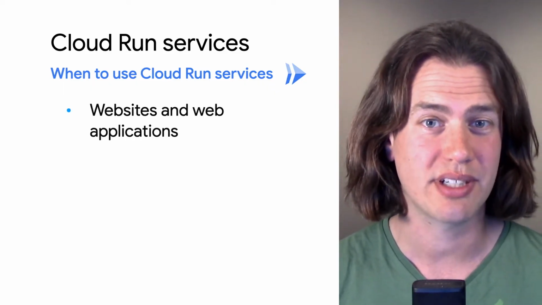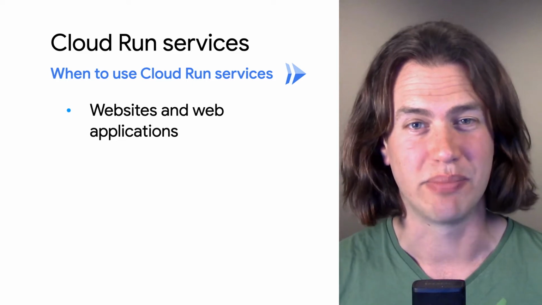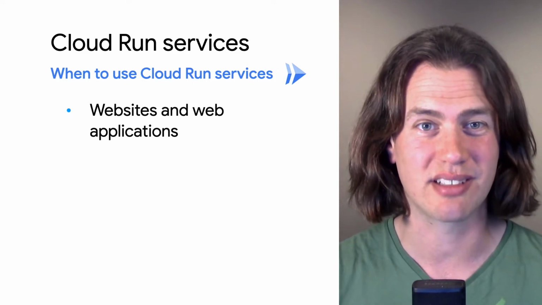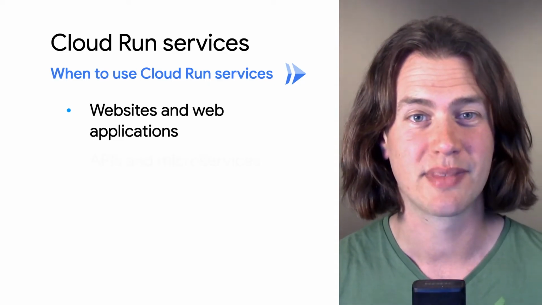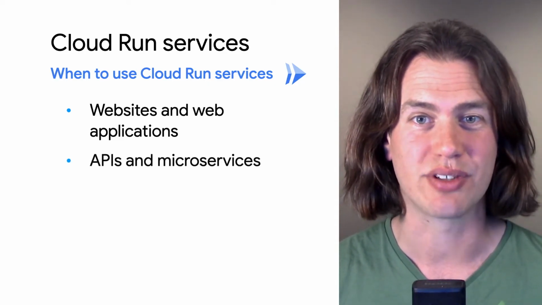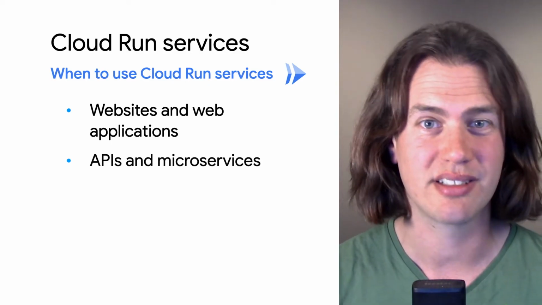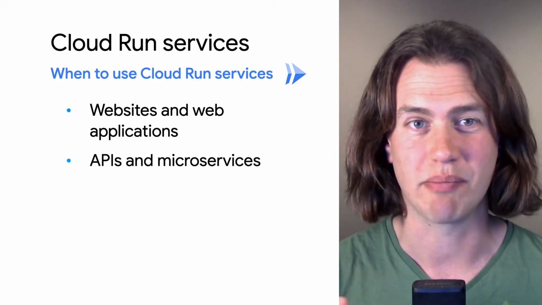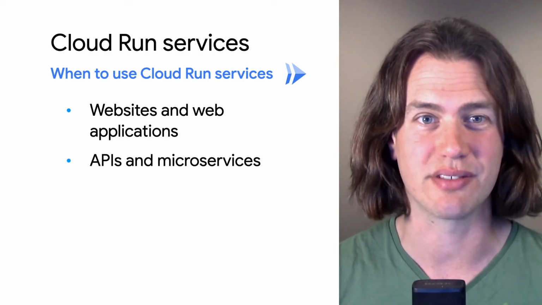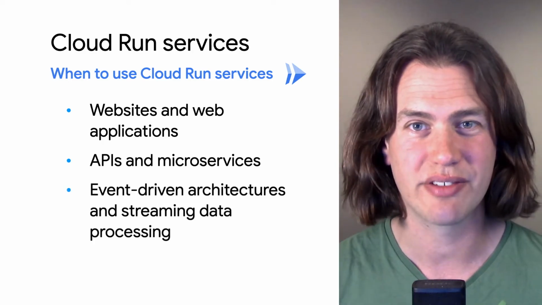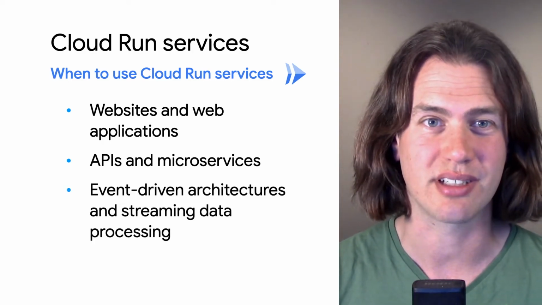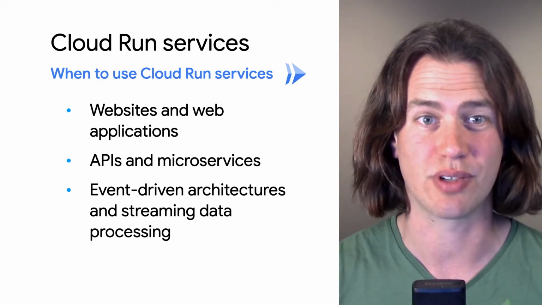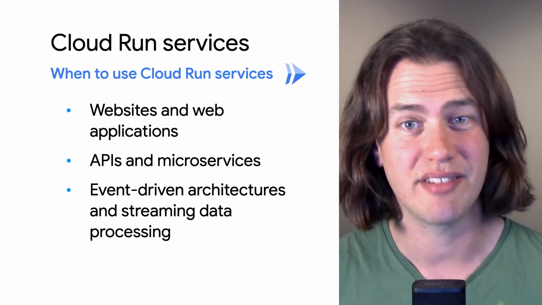First, websites and web applications. Build your web app using your favorite stack, access your SQL database, and render dynamic HTML pages. Second, APIs and microservices. You can build a REST API, a gRPC API, or a GraphQL API. You can make them public or create private microservices. And finally, event-driven architectures and streaming data processing. Cloud Run services can receive messages from Cloud PubSub, requests from Cloud Tasks, and events from EventArc.